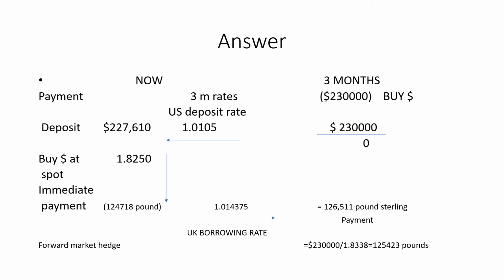In the case of a forward contract, we will have 1,25,423 in order to make this payment. We will use the spot rate of 1.8338 in order to determine the pound sterling which we are required to make payment in forward contract hedge. So in forward contract hedge, we need 1,25,425 pounds, but in the case of money market hedge, we have 1,26,511 pounds in order to make payment. So if we compare both of them, it is actually a little bit cheaper if you use forward market hedge rather than using money market hedge.